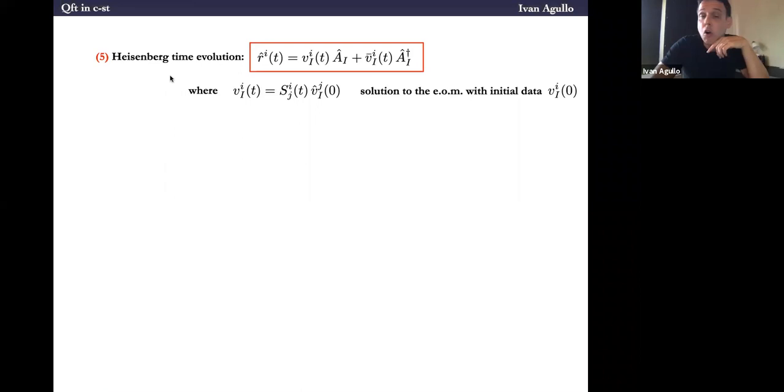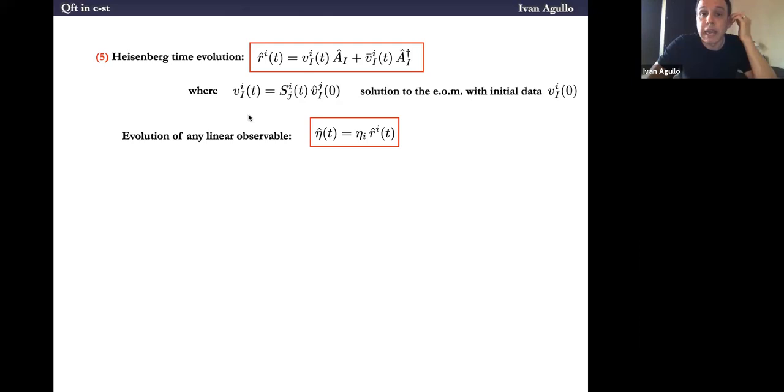For Heisenberg evolution, all I have to do is replace the basis elements by their time evolution. I had Vi before, now I have Vi of t. And this is the solution to the classical equations of motion with initial data V0. So trivial, just replace the basis elements by the time evolution, and I have here the Heisenberg operator. And then any other linear observable is obtained from the elementary ones by taking linear combinations. Florian?